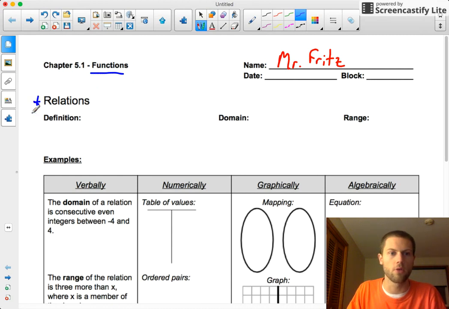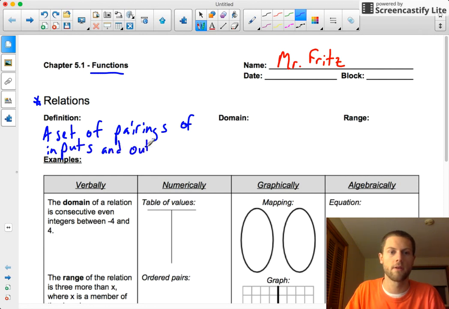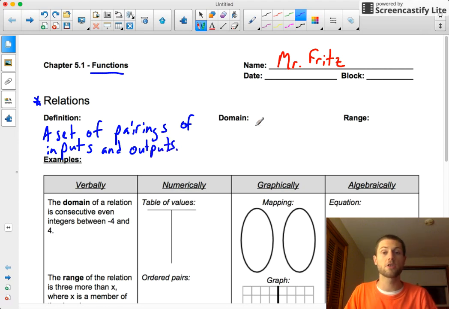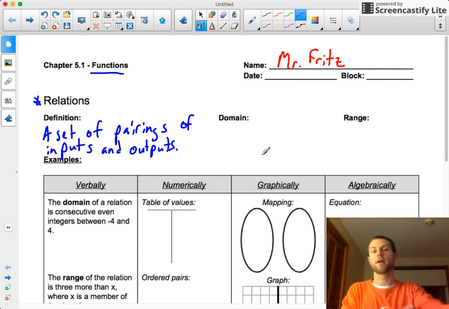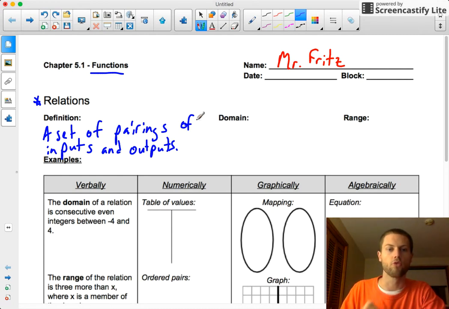should talk about relations. What a relation is in the math world, it's simply a set of pairings of inputs and outputs. So you've seen relations before, maybe we just didn't call them that. Anytime that you have some x values matched up with some y values, you've seen a relation. And it's called a relation because there exists usually some sort of relationship between the input and the output. The input could produce an output for some rule or reason.